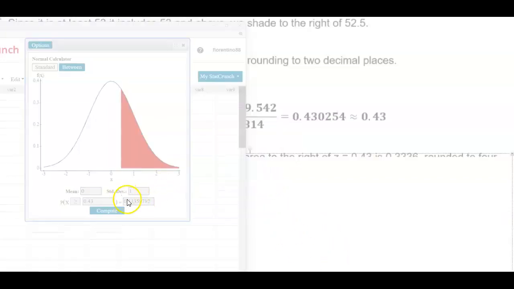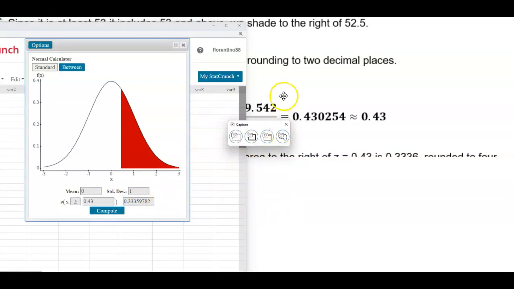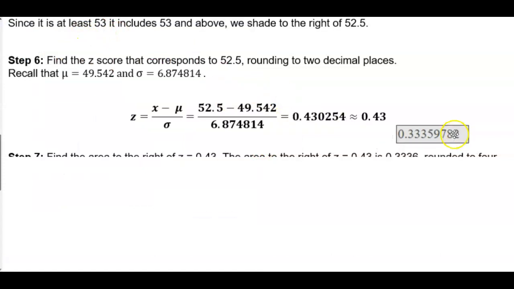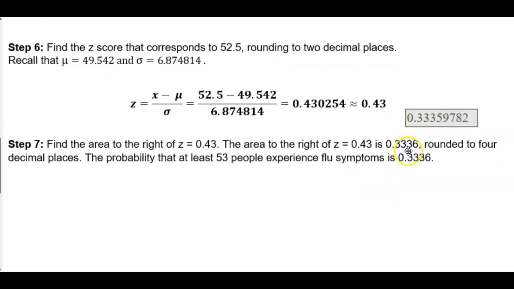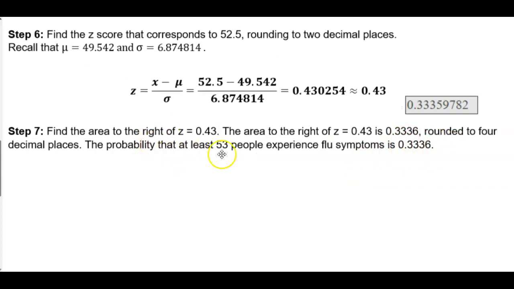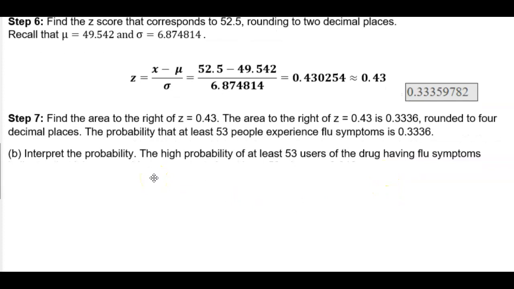And therefore we're going to get the following probability. We want to round that to 4 decimal places, which gives us 0.3336. So the area to the right of that z-score is 0.3336, rounded to 4 decimal places. So the probability that at least 53 people experience flu symptoms is 0.3336.